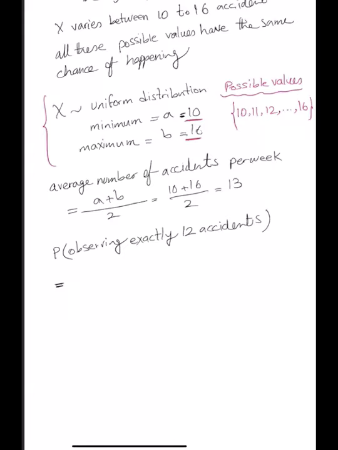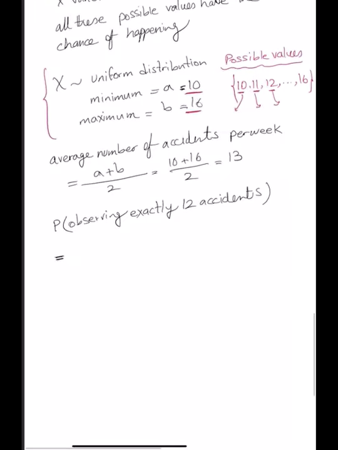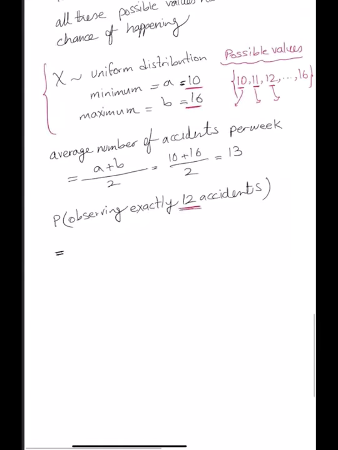Even before you know the formula or to use the formula, can you tell me what is the probability that each one of them happens? I observed 12 accidents, or 11 accidents, or 10 accidents. 1 out of 7. So 10 to 16, there are 7 possible outcomes. All of them have the same chance of happening. So the probability of each one of them happening is 1 out of 7. So the probability that exactly 12 accidents is observed is 1 out of 7.